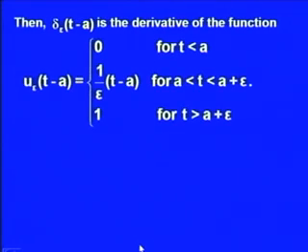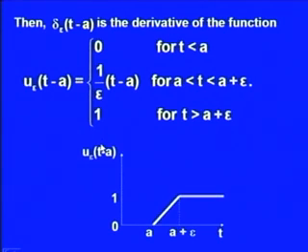So, this delta epsilon t minus a is then the derivative of the function u epsilon t minus a, which is defined as 0 for t less than a, and 1 by epsilon times t minus a for a less than t less than a plus epsilon, and 1 for t greater than a plus epsilon. Clearly, you can see that the derivative of u epsilon t minus a gives us delta epsilon t minus a.